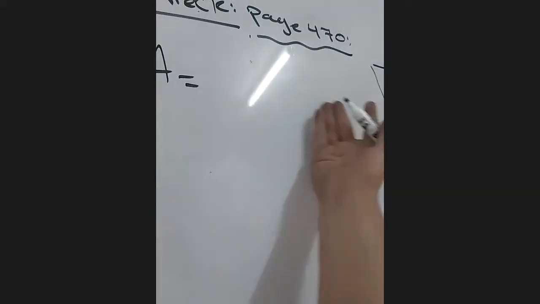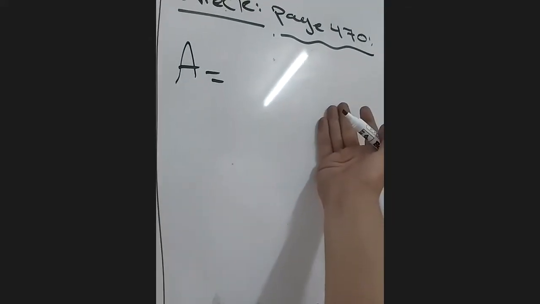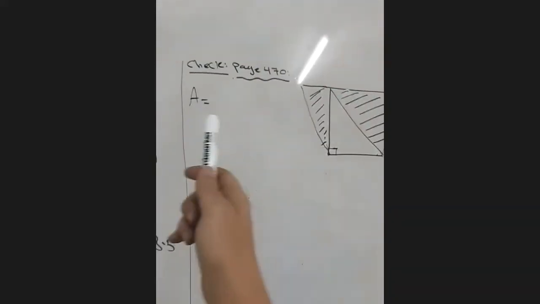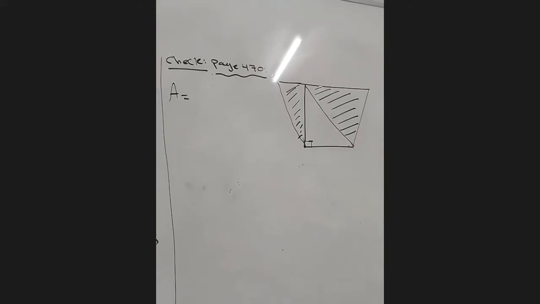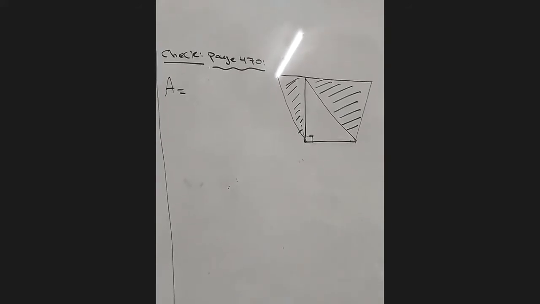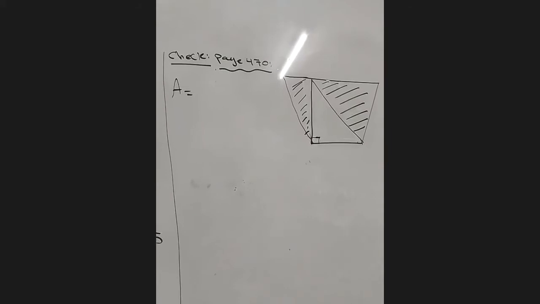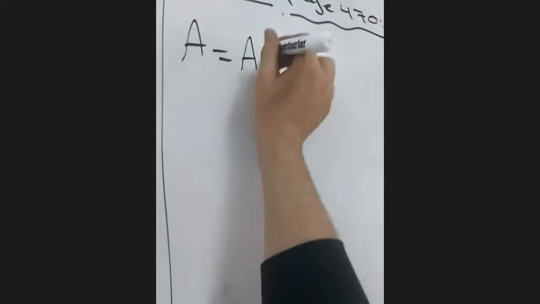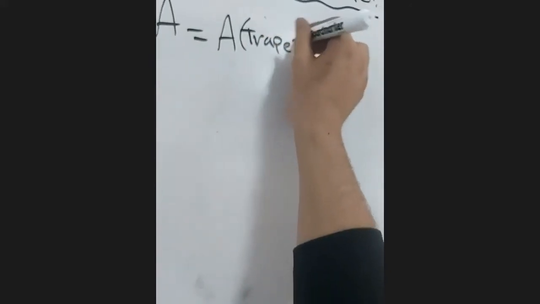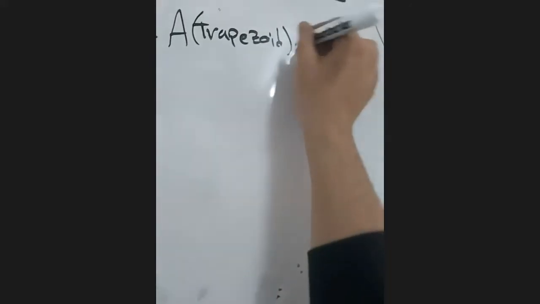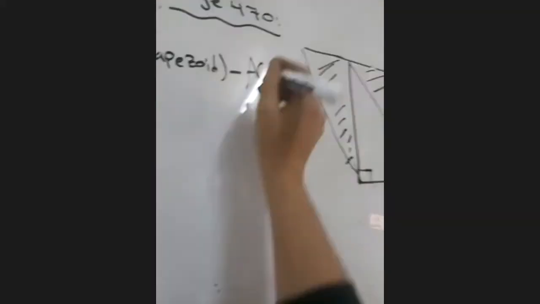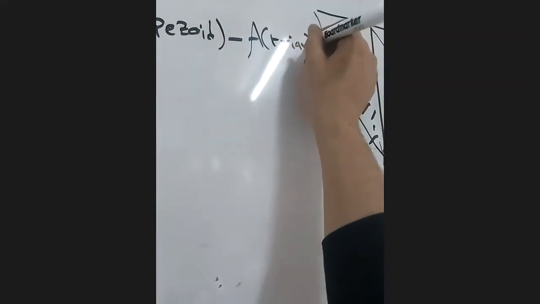Now I will write the general step. Right, Mustafa? The wanted area equals what? Similar to this, what will I write here? The area of the trapezoid minus the area of the triangle. A of trapezoid minus A of what, Mustafa? The triangle. I don't want the triangle inside, right?